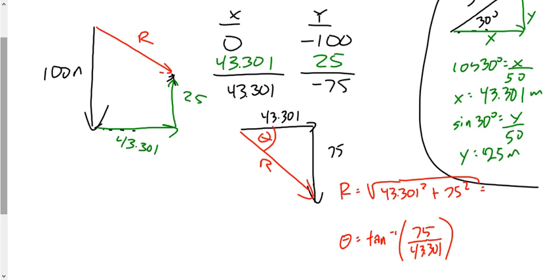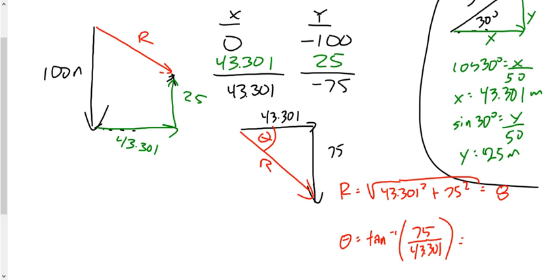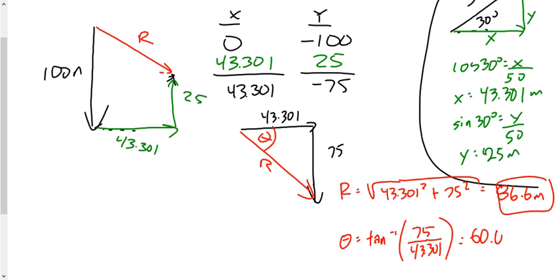Let's do both of these on our calculators here, and then I'll let you work on some questions. 43.301 squared plus 75 squared. Let's square root that. 86.6. And an angle of the inverse tan function of opposite over adjacent, 75 divided by 43.301. 60 degrees.